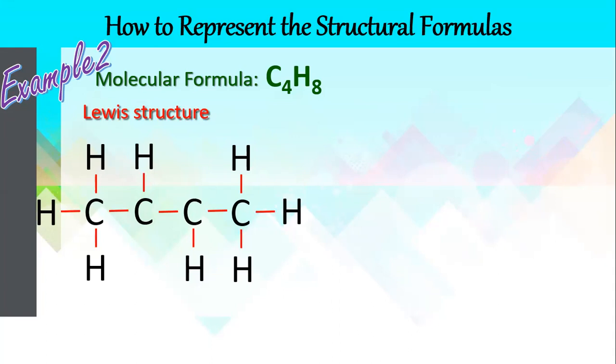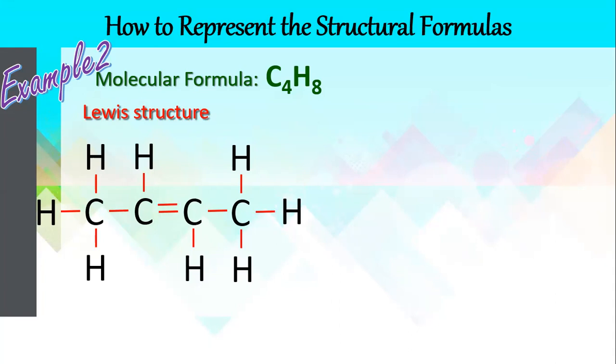No, because these two carbon atoms only have six electrons. So one, two, three, four, five, and then six. And the other one, two, three, four, five, and then six. Therefore, we need to add another bond to follow the octet rule. So this is the double bond.